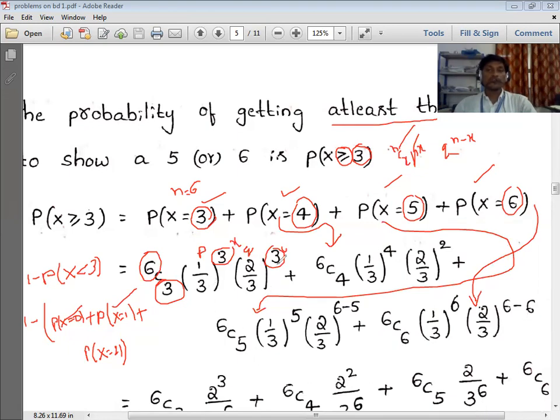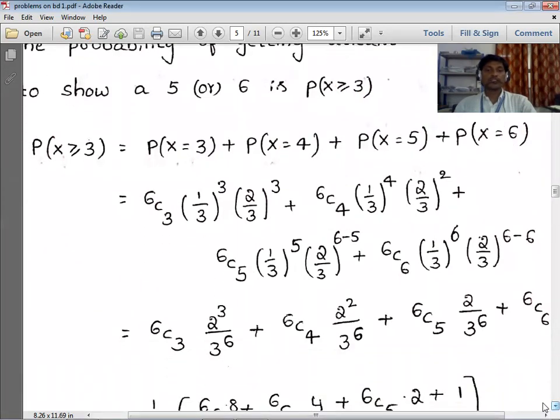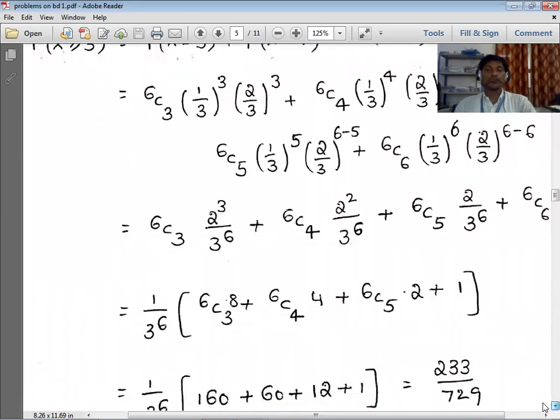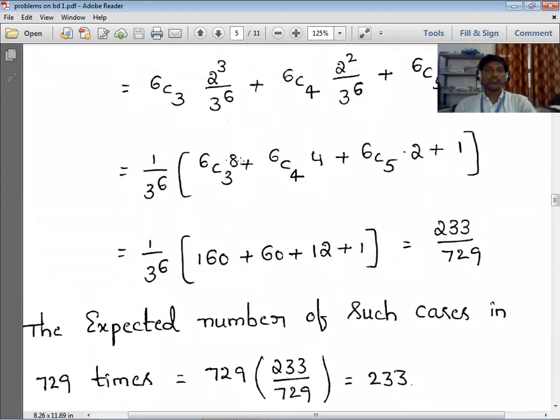Now, in each and every term, which one is common? Here 1 by 3 power 6 is the common one, so we took that common. After taking the common one, what are the remaining terms? Here we wrote 6C3 into 2 cube, that is 20 into 8; 6C4 into 2 square, that is 15 into 4; 6C5 into 2 power 1, that is 6 into 2; plus 6C6 is nothing but 1. 1 by 3 power 6 is the common one, so we wrote that outside. And 20 into 8 is 160, and next we have 60, 12 and 1. So then we got 233 by 729.